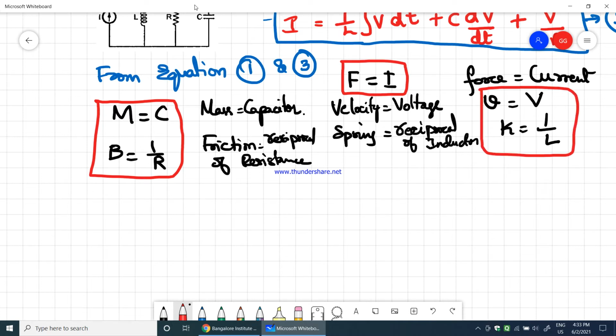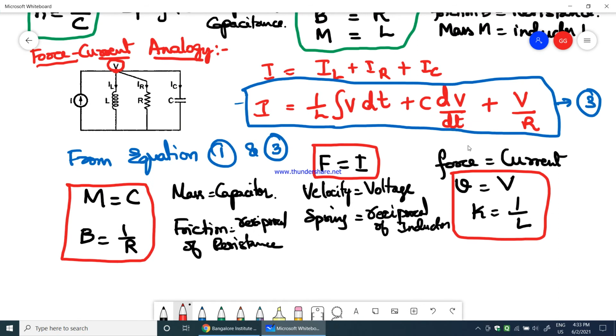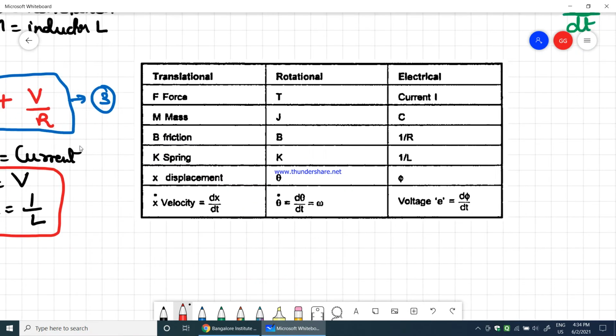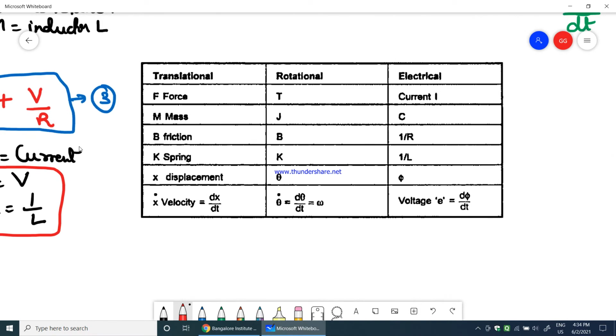Okay, in force current you replace velocity with voltage, you replace spring with 1 over L, which is reciprocal of inductor, you replace force with current, then you replace mass with capacitor, then you replace the friction coefficient B with the reciprocal of resistor, and then write the electrical equation and then write the electrical network. So I'll just show you the comparison table for this. Now this is the comparison table that we use for force current analogous network.